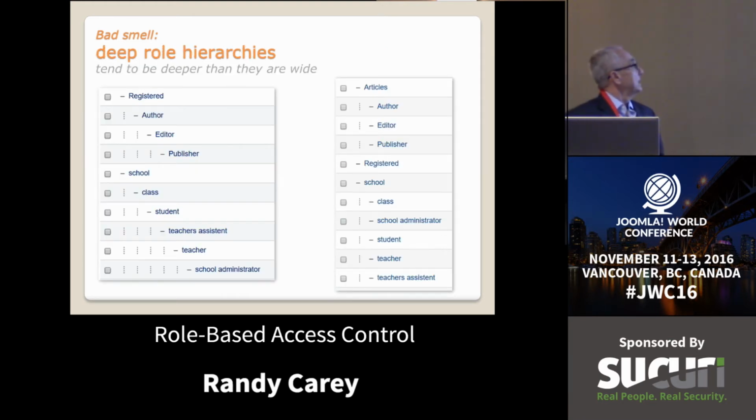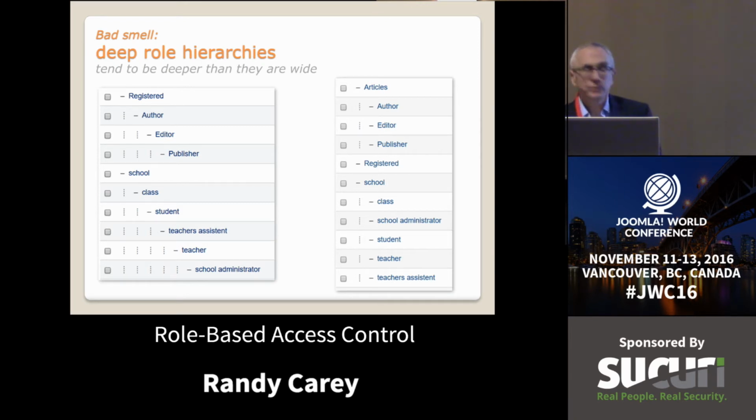Another one I think is deep role hierarchies. It's okay once in a while, you have to go deep, but if you do, ask yourself, why am I going deep? I think it makes more sense to go flat. Here I've got school, class, student, teacher's assistant, teacher, and school administrator down in a linear role. Maybe because we're aggregating responsibilities, not always building upon them, why don't you just say under the school you've got class, school administrator, student, and then check the ones they belong to, as opposed to having everything inherit, inherit, inherit. Sometimes you really want that, but in many cases you don't. So when you get something like this, I think that's a smell to say, rethink it through.